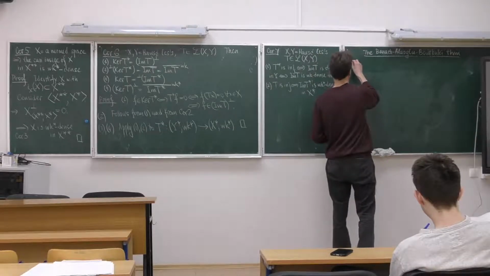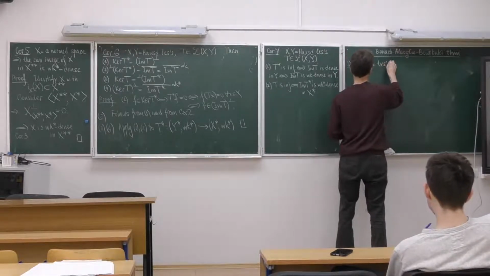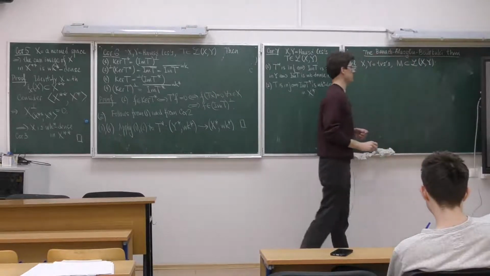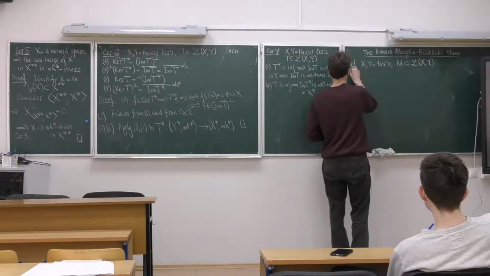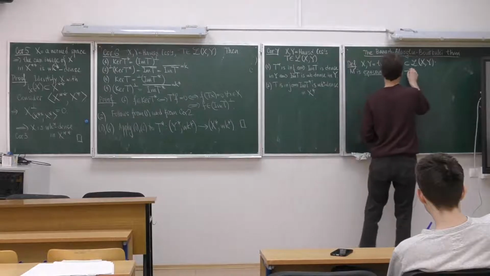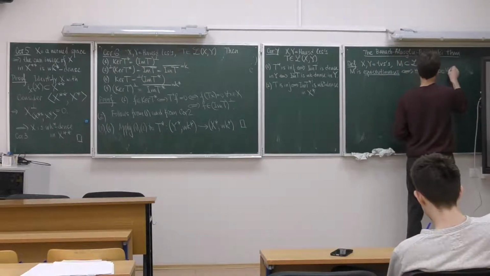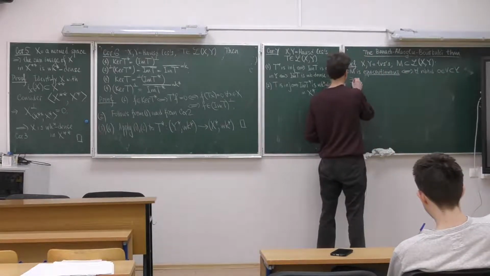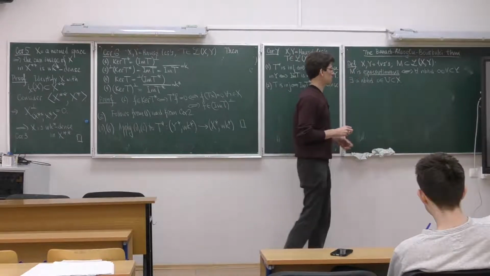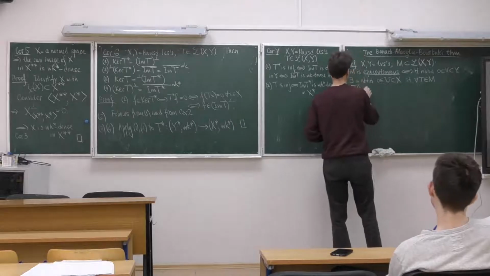We start with the following definition. Suppose that X and Y are topological vector spaces, and suppose that M is a subset in the space of continuous linear operators from X to Y. We say that M is equicontinuous if for each neighborhood of 0 V in Y, there exists a neighborhood of 0 U in X, such that each operator from M takes U to V. That is, for each T in M, we have the following inclusion.